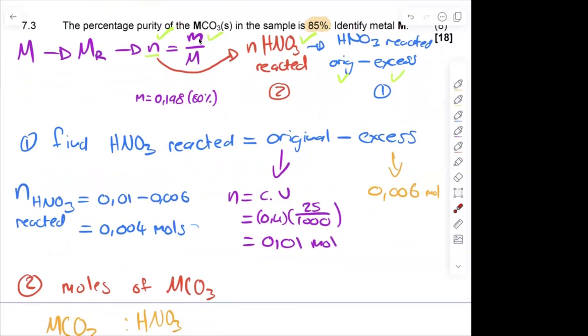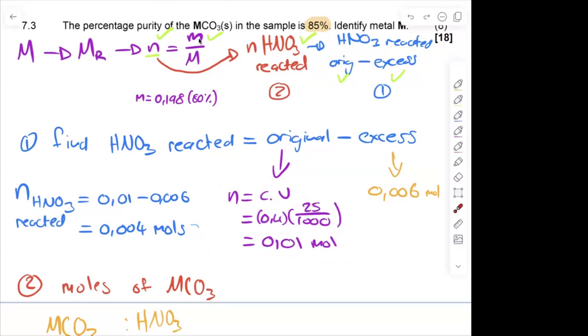For the original, we were given a solution of 25 cubic centimeters, and the concentration is 0.4 moles per decimeter cubed. That was given in the question. We can take n equals c times V and use that to work out the number of moles, which gives 0.01 moles.